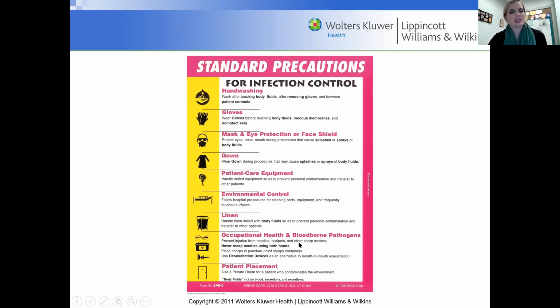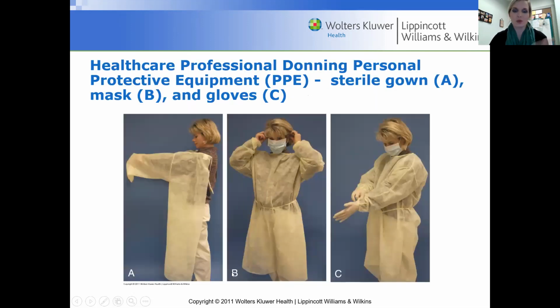Equipment: we're taking care of these things, maintaining those clean procedures, making sure everything is kept orderly so that pathogens are not getting into patients' rooms. And then patient placement, depending on what could be present. We'll talk about that.